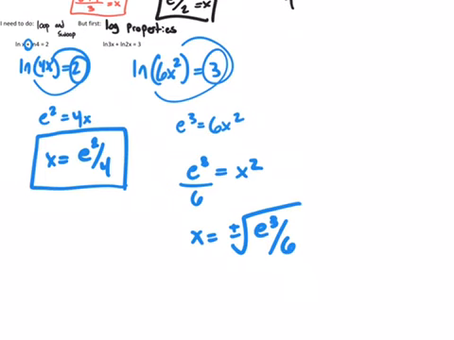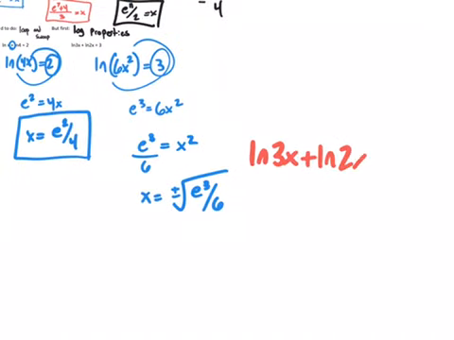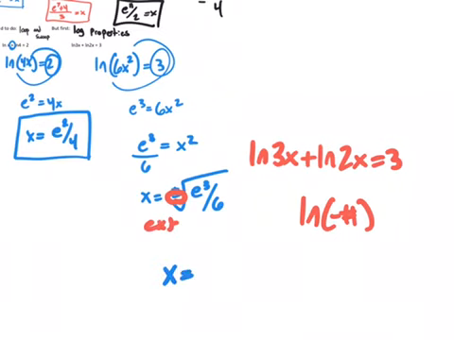Now, what you'll want to recognize on this one is the original problem is not going to accept negative solutions, because you can't take the natural log of a negative number. So when I try to use this negative solution, it won't work. It's extraneous. So our only solution will be the positive square root of e cubed divided by 6.